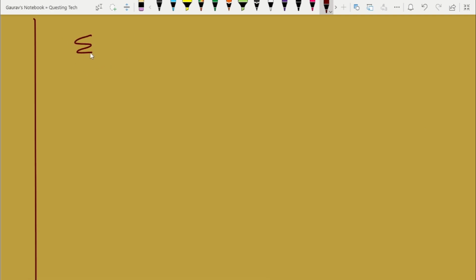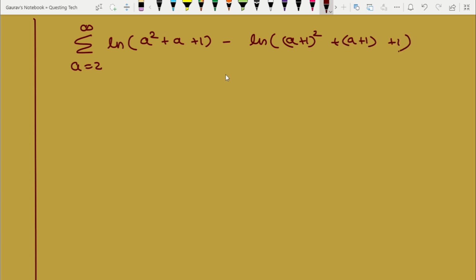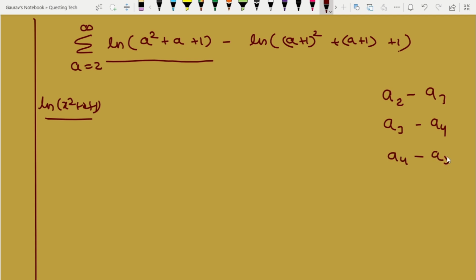This is limit a equals 2 to infinity, and this is ln of (a square plus a plus 1) minus ln of ((a plus 1) square plus (a plus 1) plus 1). So this function is like ln of (x square plus x plus 1). So this is a_2 we can say, this is a_3, then a_3 minus a_4, then a_4 minus a_5, then we can say a_n minus a_{n+1}.